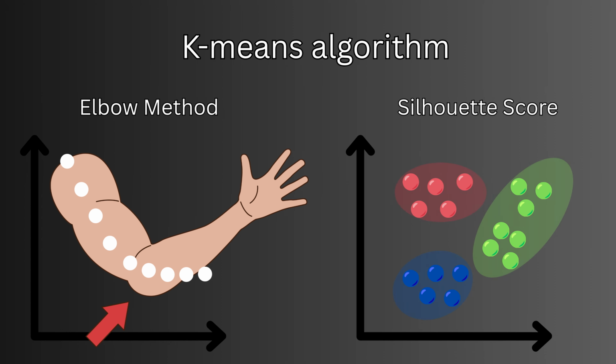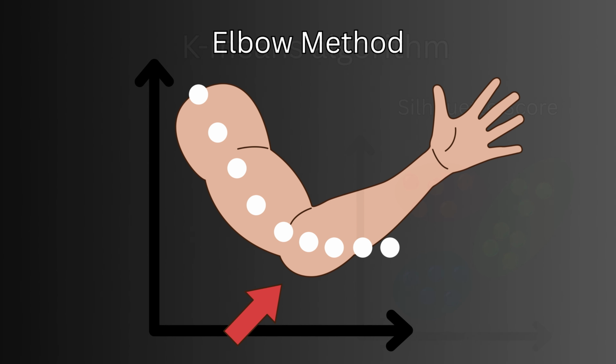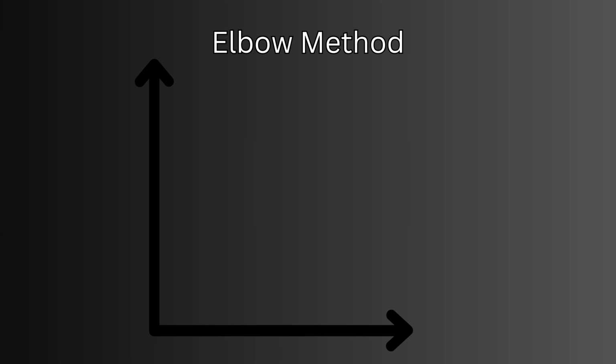Before k-means can even start, you have to tell it how many clusters you want. 2, 3, 8. Real data almost never tells you the number directly. That's where the elbow method comes in. The idea is straightforward. We run k-means multiple times.